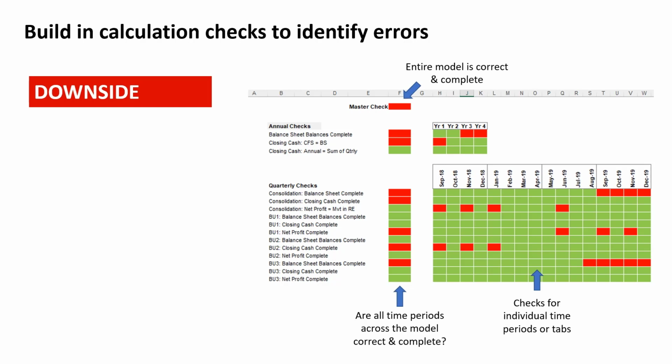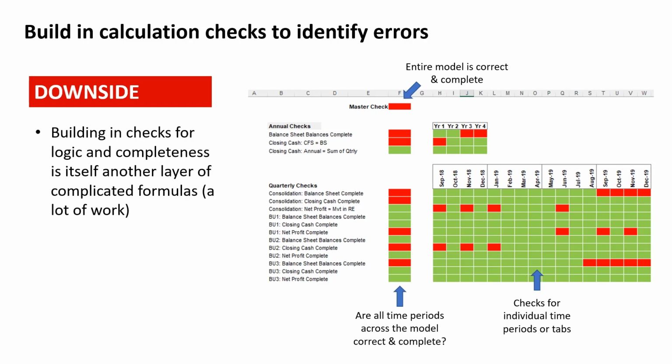In this example, we're checking that every year and month has a value for the balance sheet and P&L items, and we're also confirming that the closing cash values match on the balance sheet and the cash flow, and that the annual totals equal the sum of our quarterly totals across sheets.